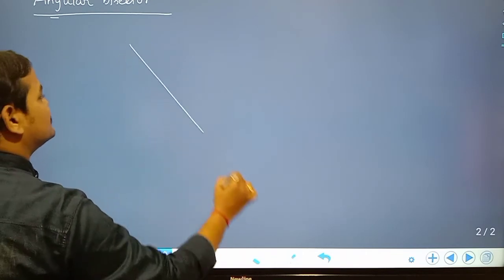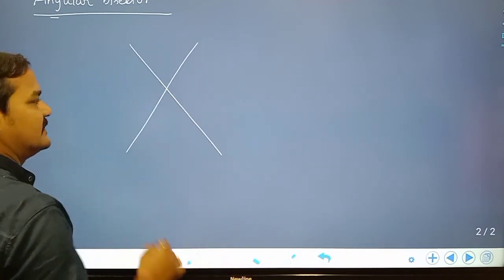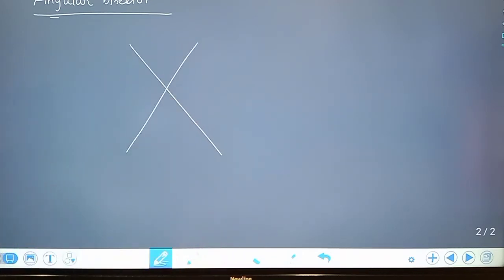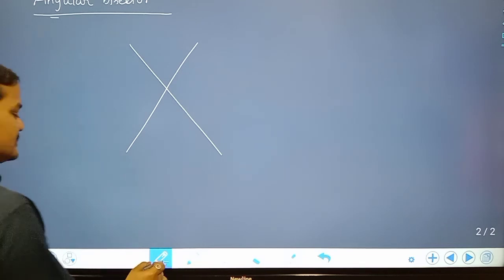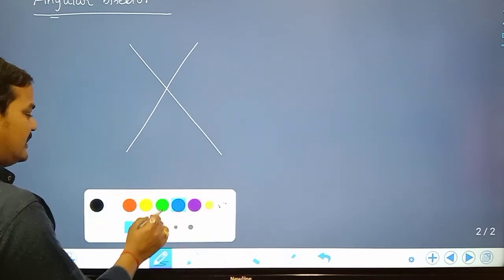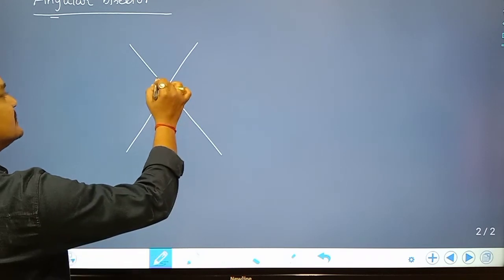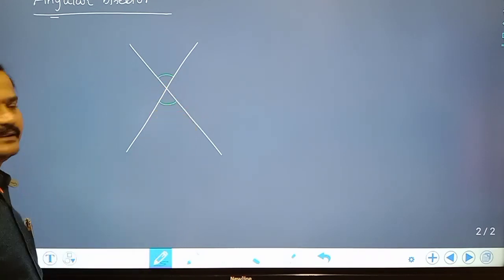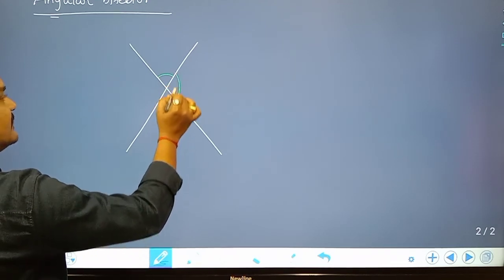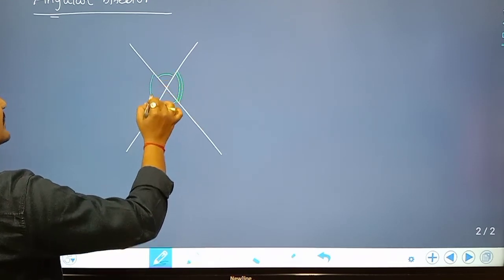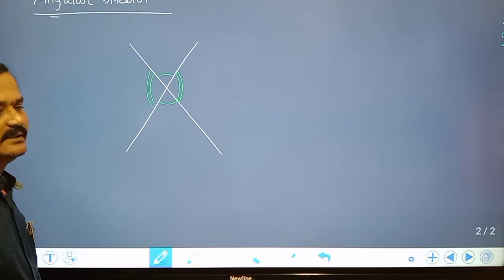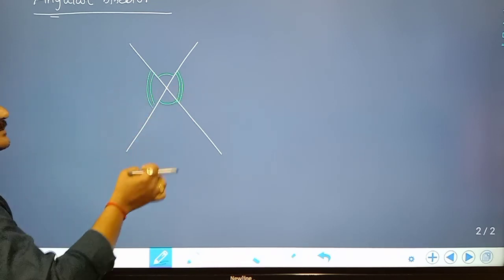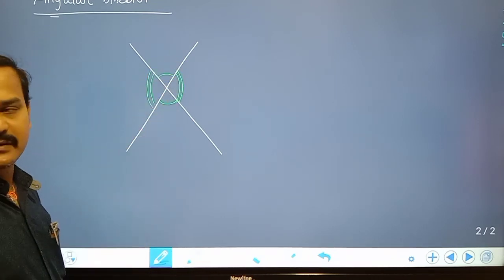See, now I draw these two lines like this. So between these two lines, you have to find four angles. This is the first angle. At the same time, this is the second angle. Again, it is one of the angles, and this is another angle, the same angle. So what about this angle? This angle is the same, and this angle is the same.